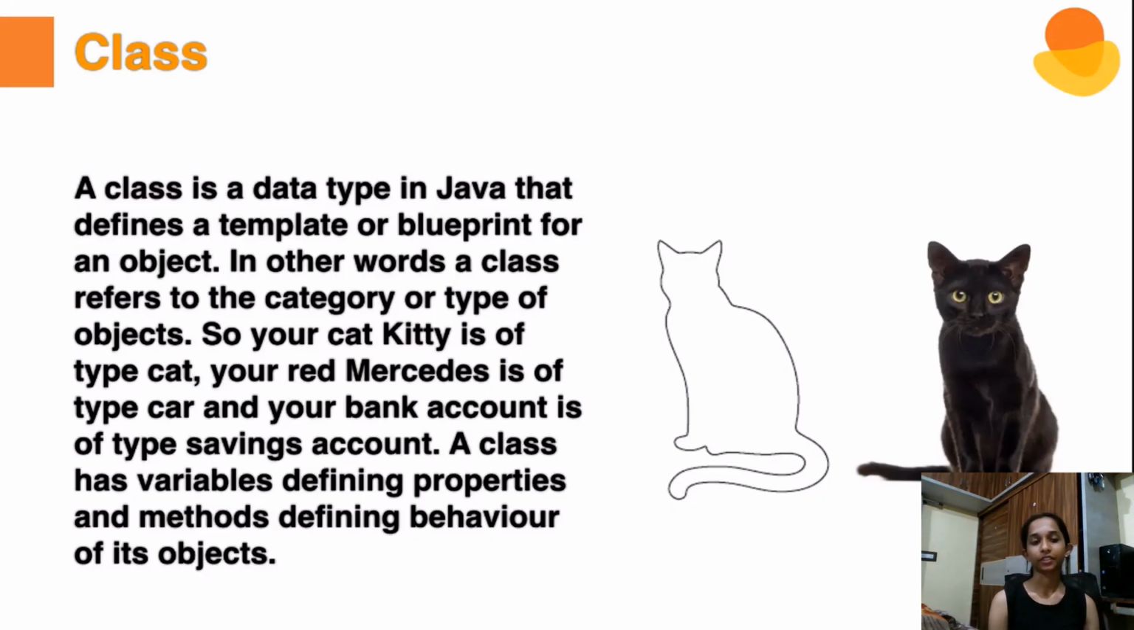Let's see what a class is first. A class is a data type in Java that defines a template or blueprint for an object. In other words, a class refers to the category or type of objects. So your cat Kitty is of type cat, your red Mercedes is of type car, and your bank account is of type savings account. A class is variables defining properties and methods defining behavior of its object.